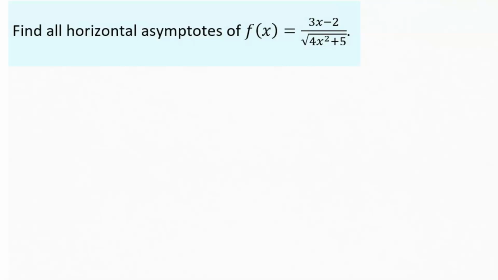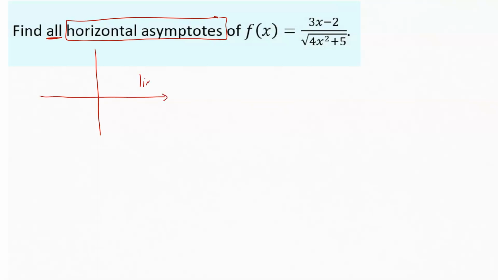Here we have an example of a problem that is asking us to find all the horizontal asymptotes of the given equation. When we're talking about horizontal asymptotes, they happen in two places. We oftentimes remember the first one. The first one is usually the one you see the most often. That's the limit as x approaches infinity.